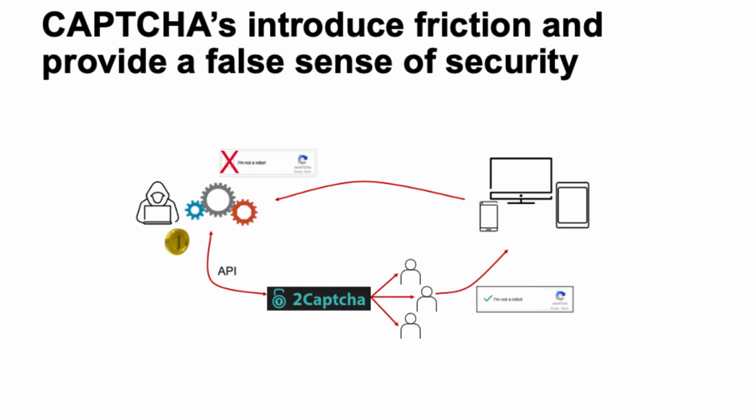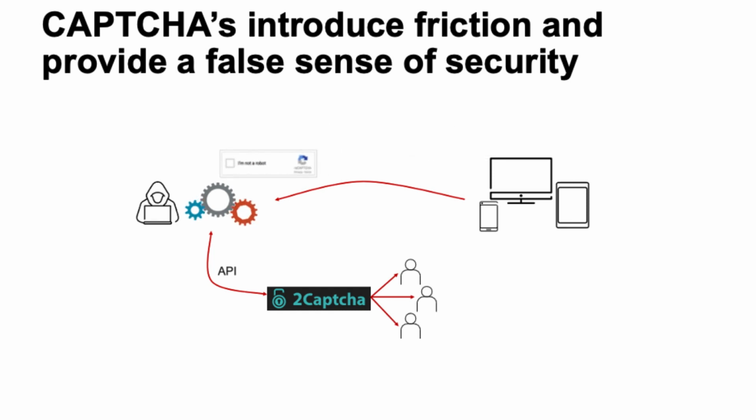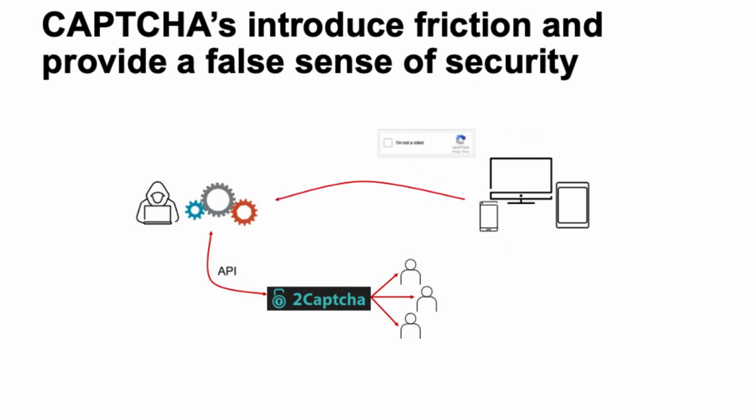F5's approach has been to strongly recommend that organizations avoid human challenges like CAPTCHAs. They introduce user friction, provide a false sense of security, and have limited effectiveness due to inexpensive CAPTCHA-solving services. F5 employs dynamic fingerprinting challenges that are protected by our leading obfuscation technology, and we also provide JavaScript challenges to bots. Now let's check out the demo to see it in action.